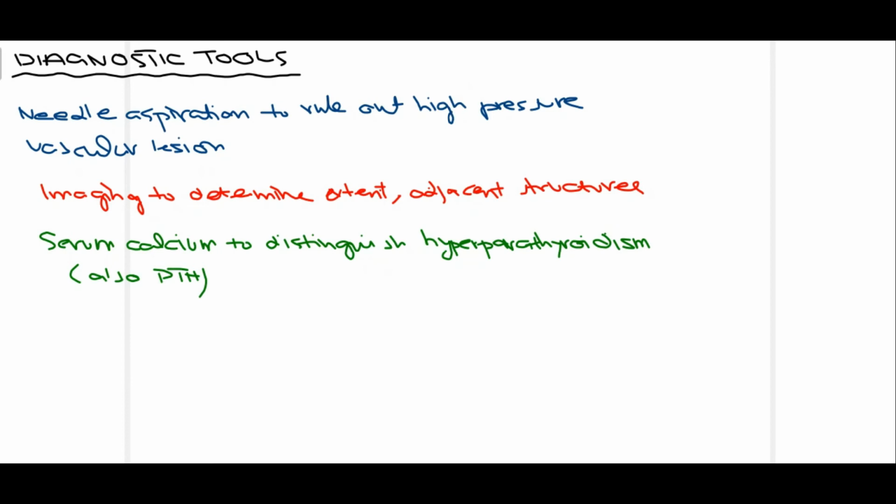Next, we have imaging to determine the extent and adjacent structures. In radiography, we determine which adjacent structures are present and which structures might be damaged when we're trying to treat such lesions.